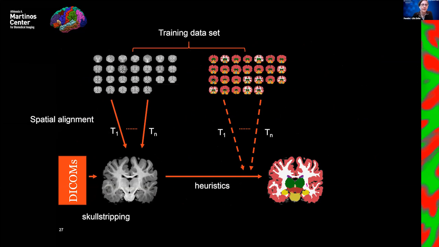Very quickly, we have the input image in the bottom left. We then spatially align either the full training data set or just a small subset of it to this input brain, then use these transformations and apply them to the manually segmented data sets. And using some heuristics and looking at the input image, we are going to determine what the most accurate segmentation of that input image could be.